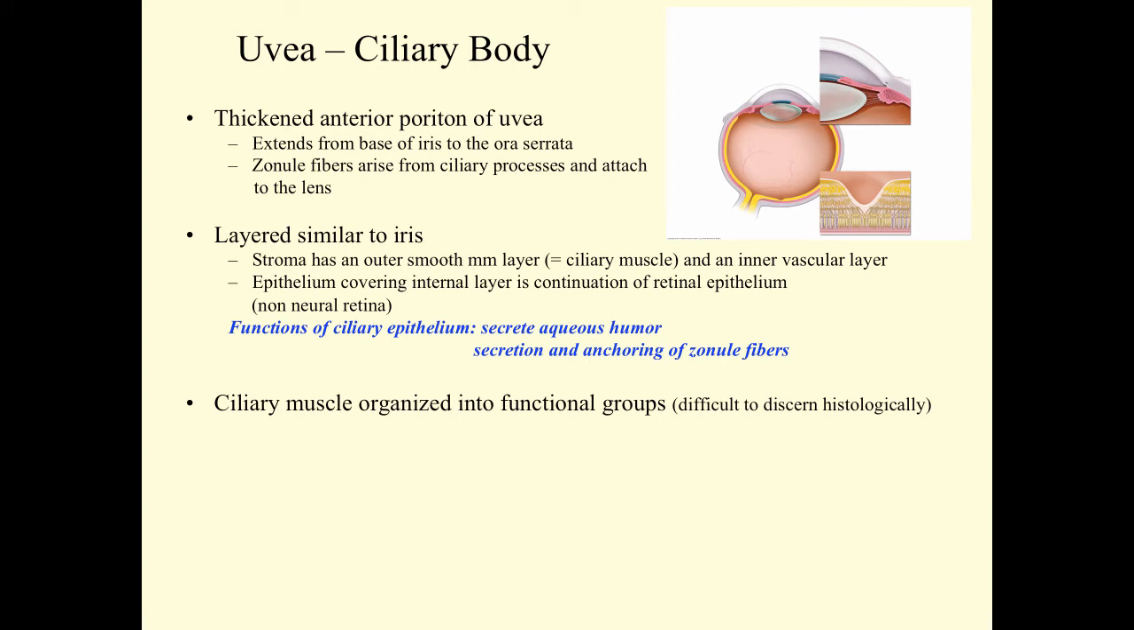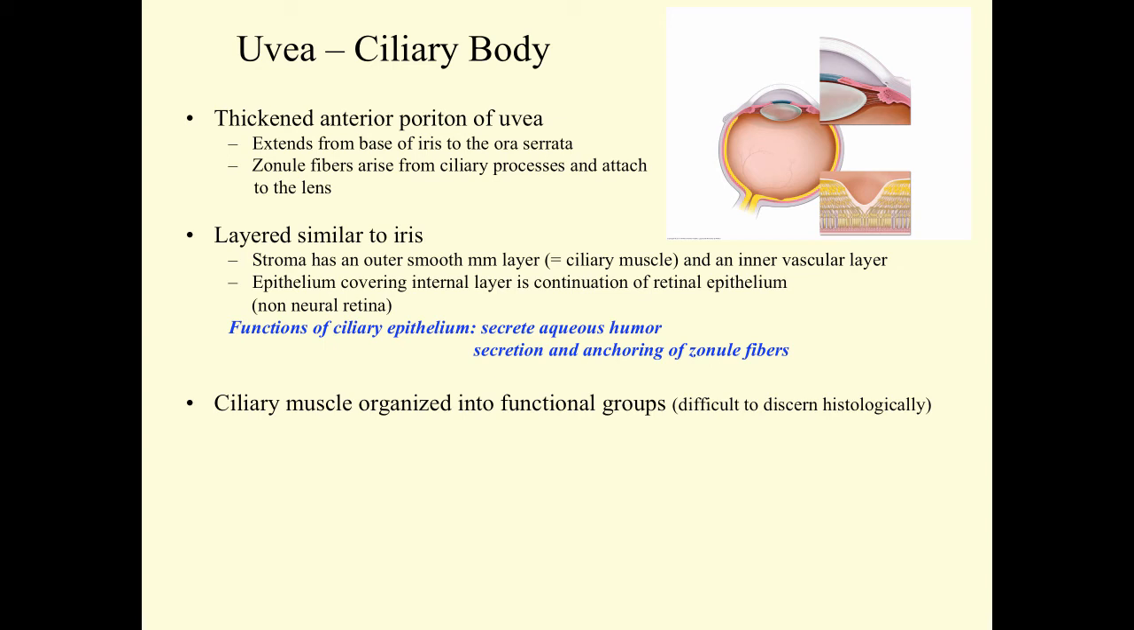The ciliary body is layered similar to the iris. The stroma has an outer smooth muscle layer, which is the ciliary muscle, and an inner vascular layer. The epithelium covering the internal layer is continuous with that of the retinal epithelium, and it's essentially the non-neural retina, and that would be in these areas that are anterior to the ora serrata. Now, the functions of the ciliary epithelium are to secrete the aqueous humor and to secrete the zonular fibers and the anchoring of the zonular fibers into the lens.